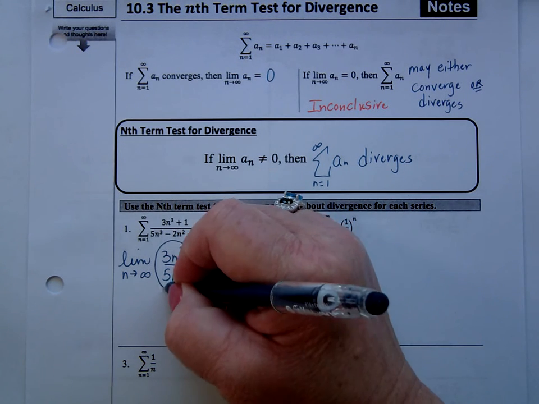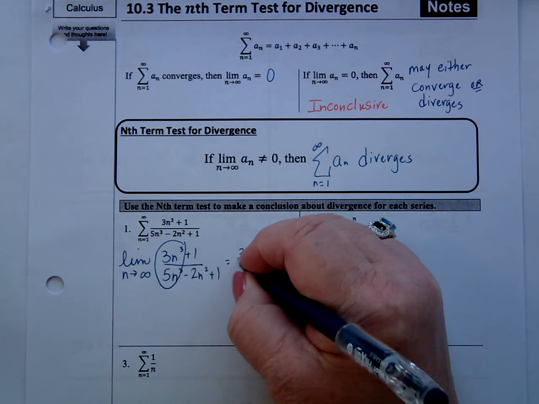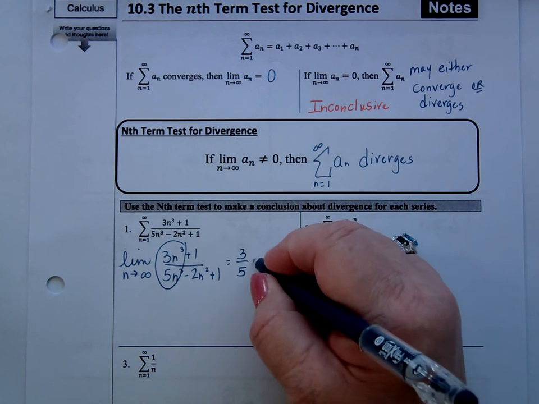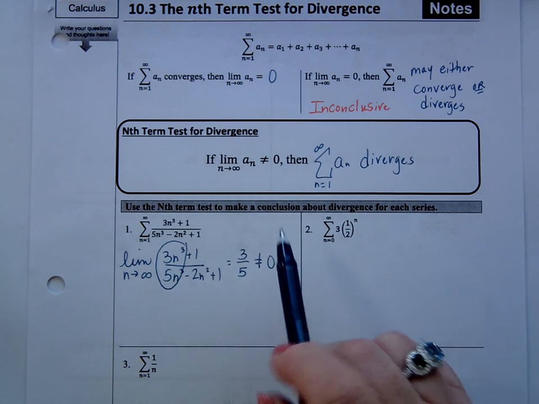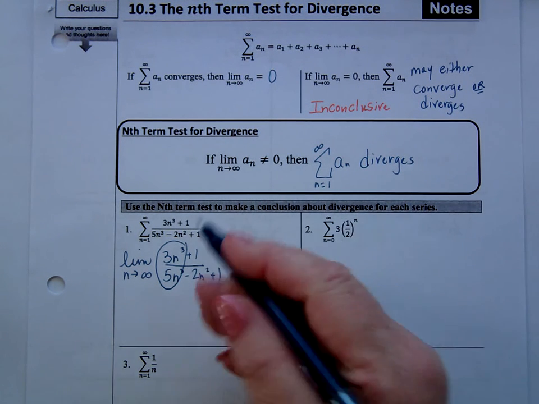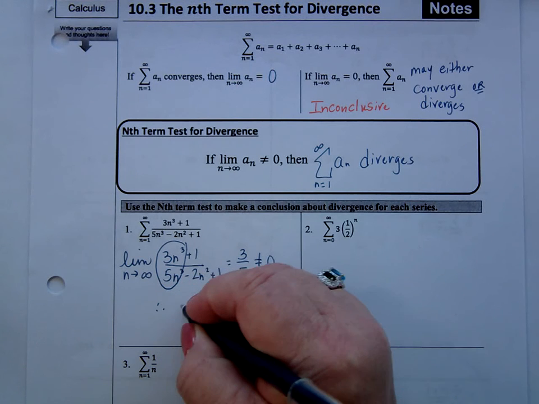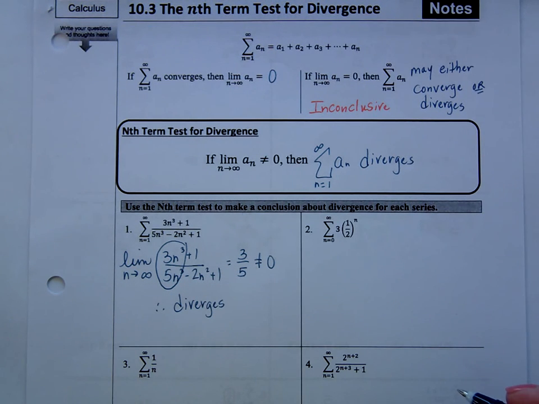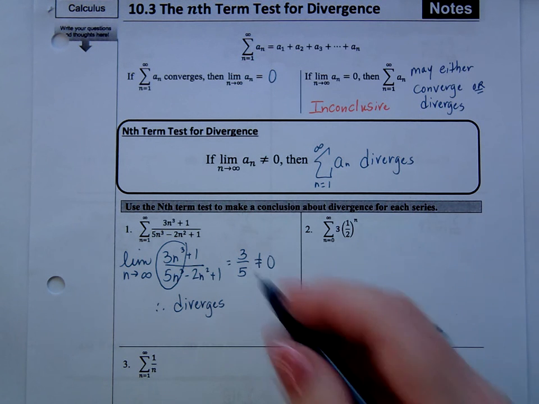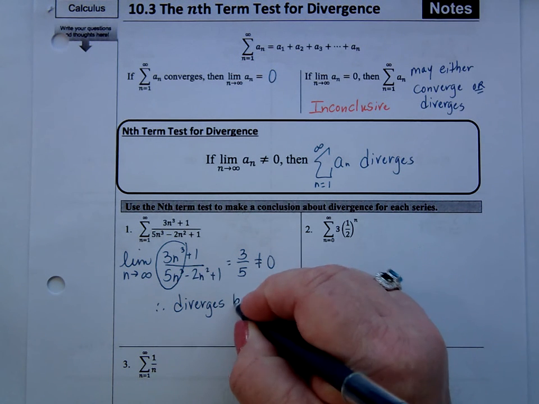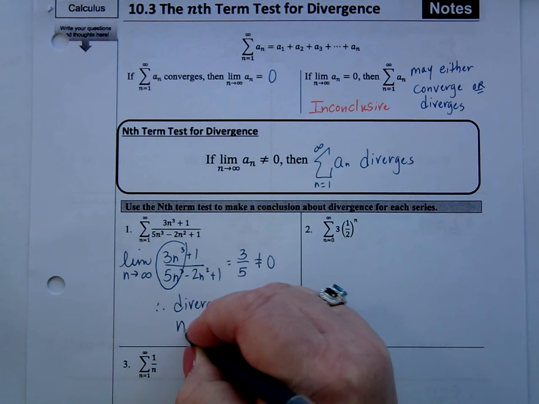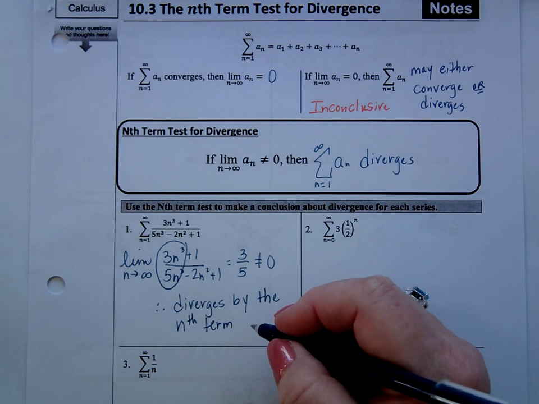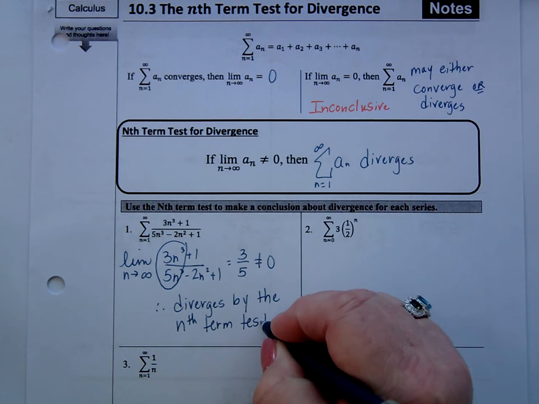If I look at this, powers are the same, so I take their coefficients, and it equals 3/5. That's going to be what my limit is, and so that is clearly not 0, and I know if it's not 0, then I know that it diverges. So I know that, therefore, it diverges. And we need to get used to saying which test we're using, so I'm going to literally say that in here. So it diverges by the nth term test. There's going to be a whole lot of different tests that we're going to use for checking for convergence and divergence, so we want to make sure that we're clear on which test it is.